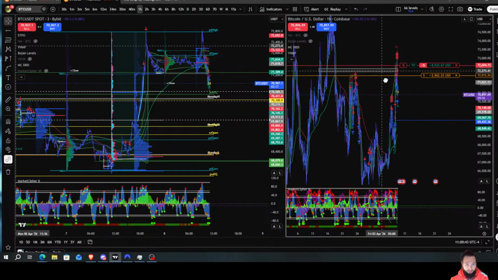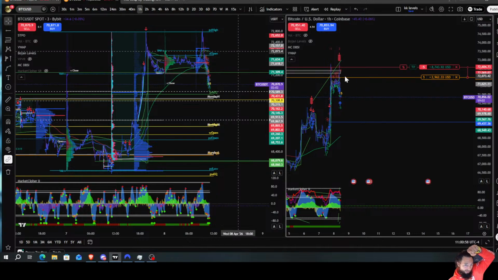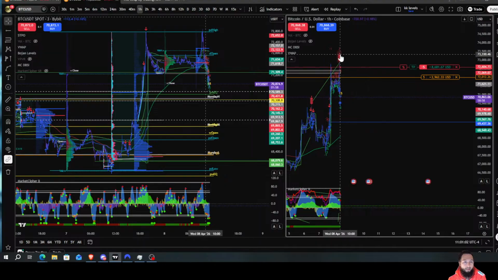We'll go over it one more time. This is the plan, y'all. Got in right here at the top. You see the entry point at 72,600. That was the entry point. Price came up, swing failed, came down, broke whatever I had right there, came up for the retest, took the short. That was the entry point on the retest.